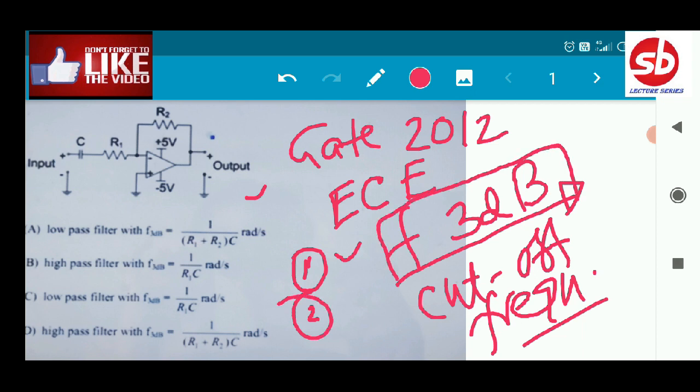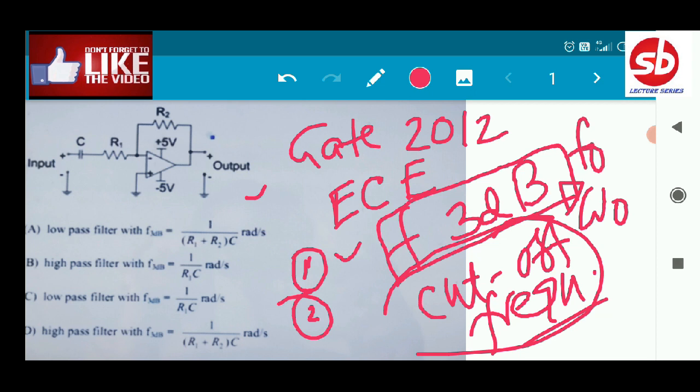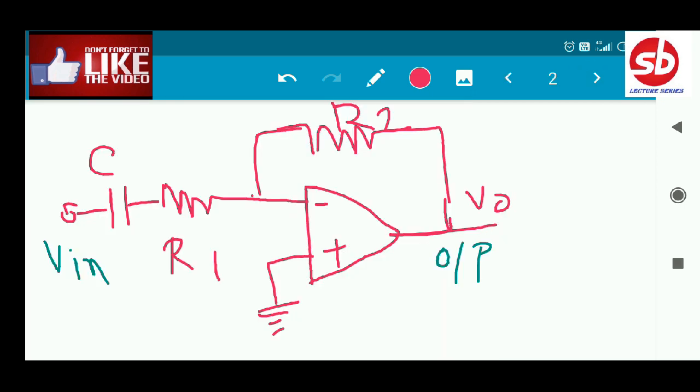Now the 3 dB frequency is nothing but the cutoff frequency of the filter, which is represented by omega 0 in rad per second, and in terms of f0 it is in hertz. Okay, now these are the two things that have been asked in the question. Now I am just redrawing the circuit here.